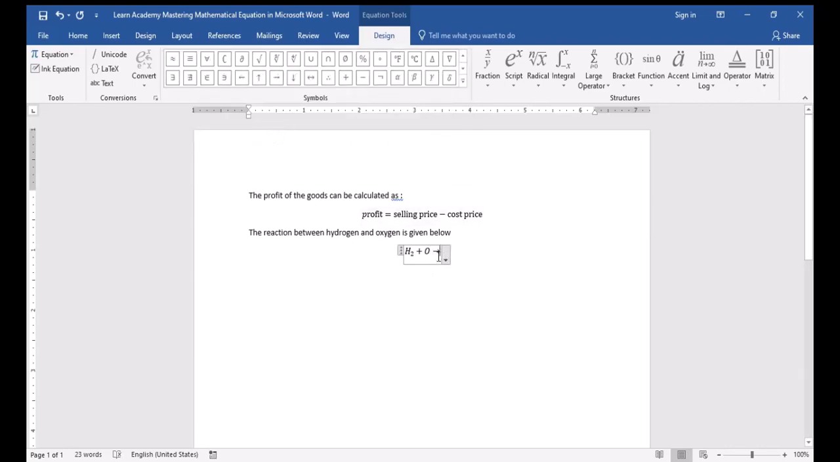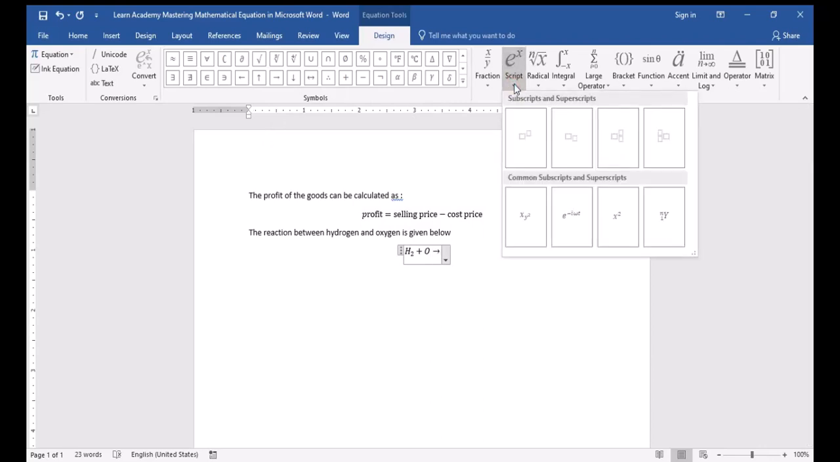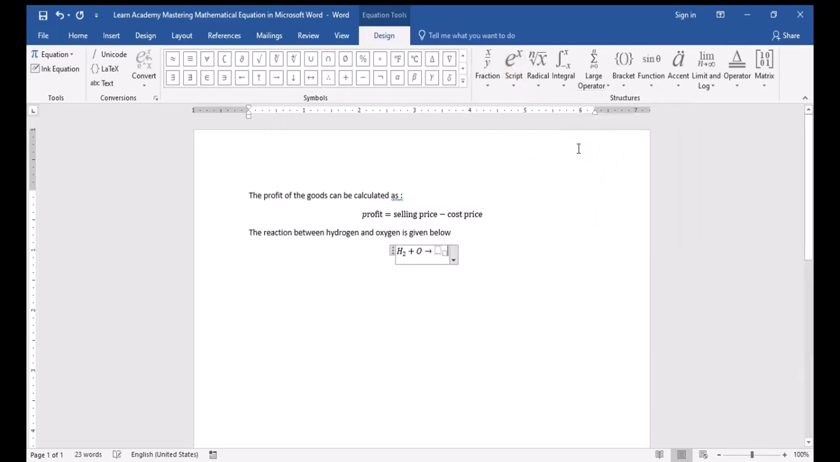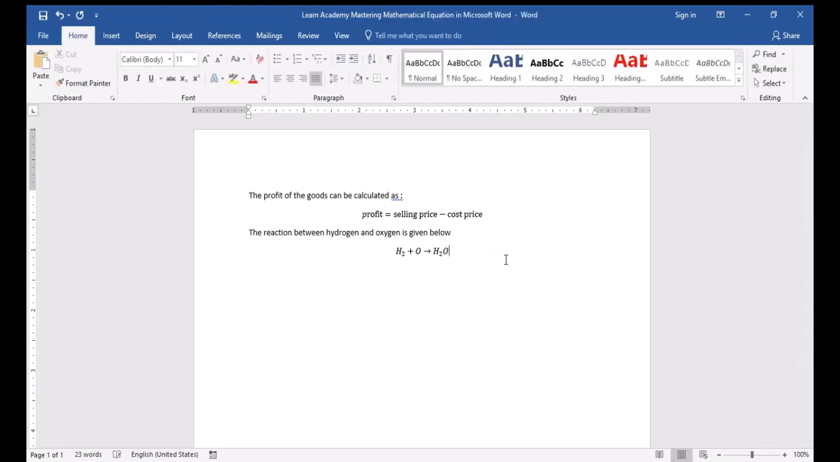So the product will be water, which is H2O. I come down to the script, choose my subscript, then I put in my H, then my 2, which is the subscript 2, and I simply type my capital O. You can see this is a chemical reaction equation. So it's not just for any mathematical equation, you can type complex equations.